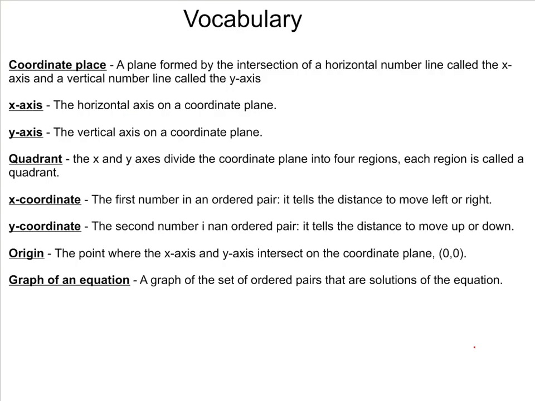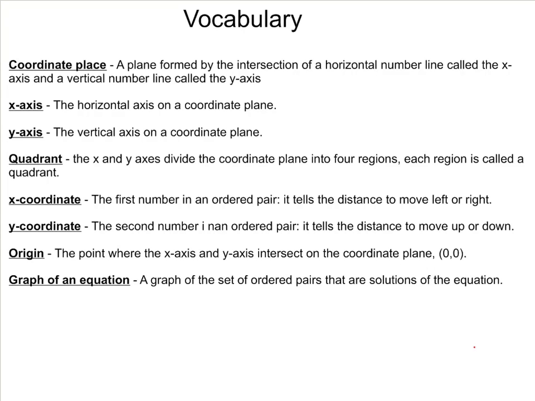Alright, we have several vocabulary words today. The first one, a coordinate plane, is a plane formed by the intersection of a horizontal number line called the x-axis and a vertical number line called the y-axis. The x-axis is the horizontal axis on a coordinate plane. The y-axis is the vertical axis on a coordinate plane. A quadrant: the x and y axes divide the coordinate plane into 4 regions. Each region is called a quadrant.